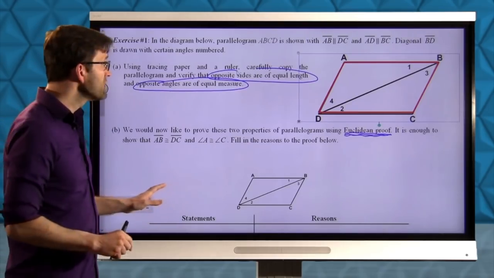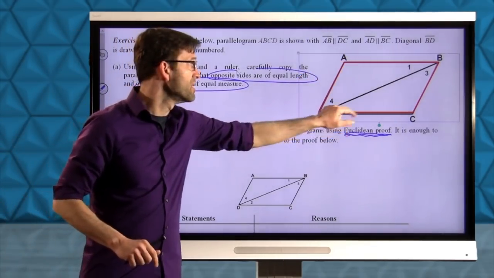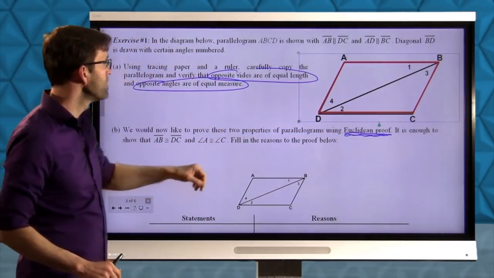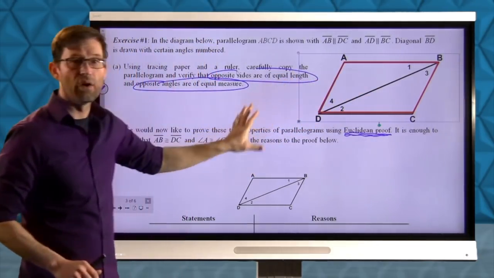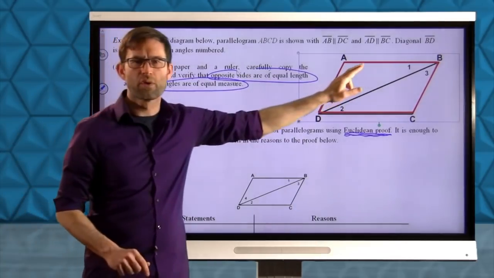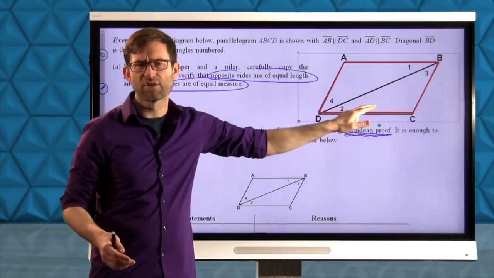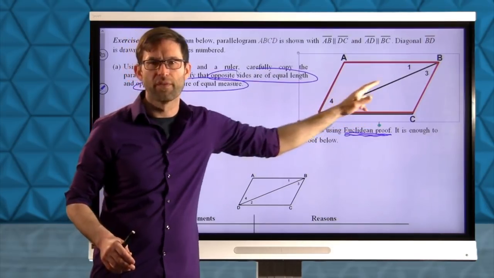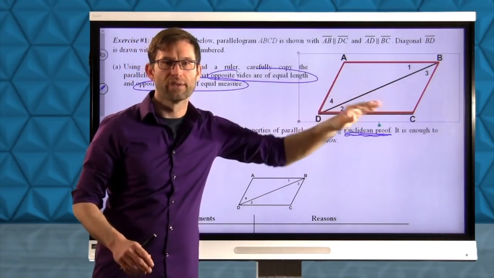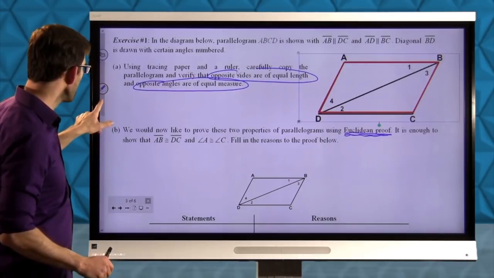Now again, we could easily prove that AB is congruent to CD, BC is congruent to AD, angle B is congruent to angle D, all of that. But as soon as we prove that this is congruent to that, the reasoning would be the same as proving that this is congruent to that, likewise with the angles. So let's take a look.